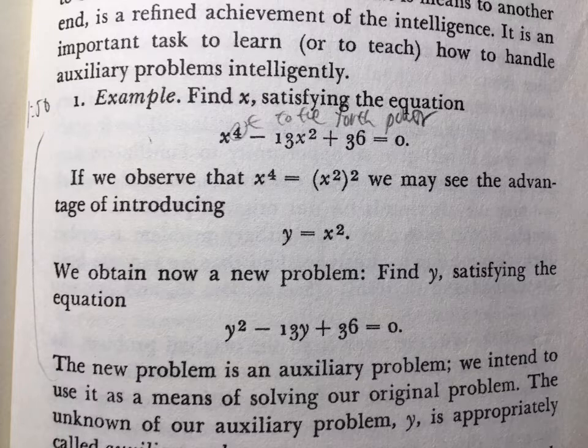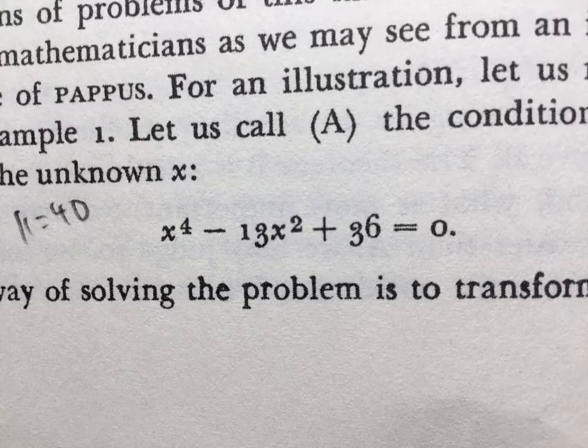Chains of problems of this kind were noticed by the Greek mathematicians, as we may see from the important passage of Pappus. For an illustration, let us reconsider our example 1. Let us call A the condition imposed upon the unknown x: x to the fourth power minus 13x squared plus 36 equals 0.